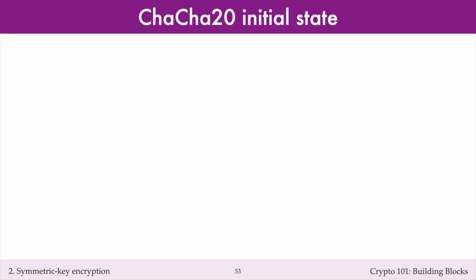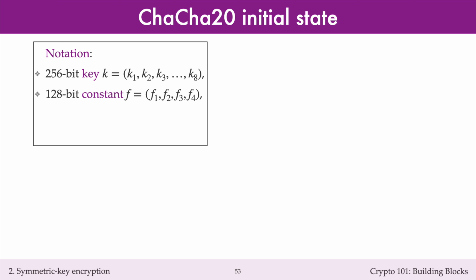ChaCha20 has two components, an initial state and the quarter round function. I'll first describe ChaCha20's initial state. I'll need the following notation. The secret key in ChaCha20 is a randomly selected 256-bit string K, which I've written as a sequence of 8 32-bit words, K1, K2, up to K8. There is a 128-bit constant F, comprised of 4 32-bit words, F1, F2, F3, and F4.